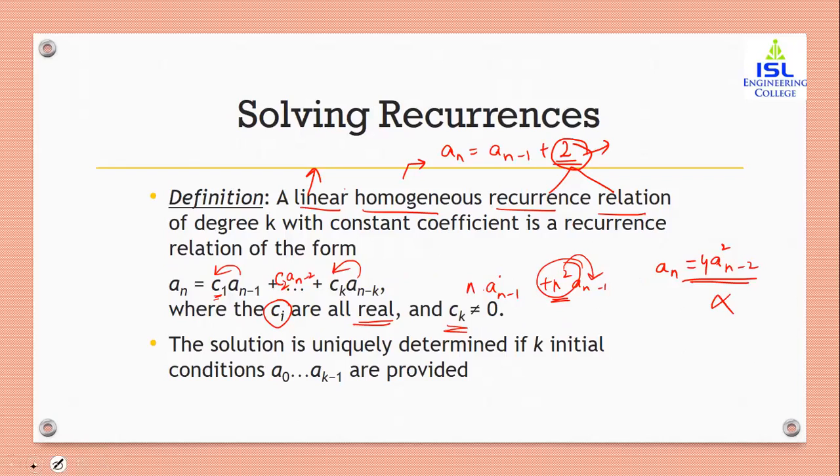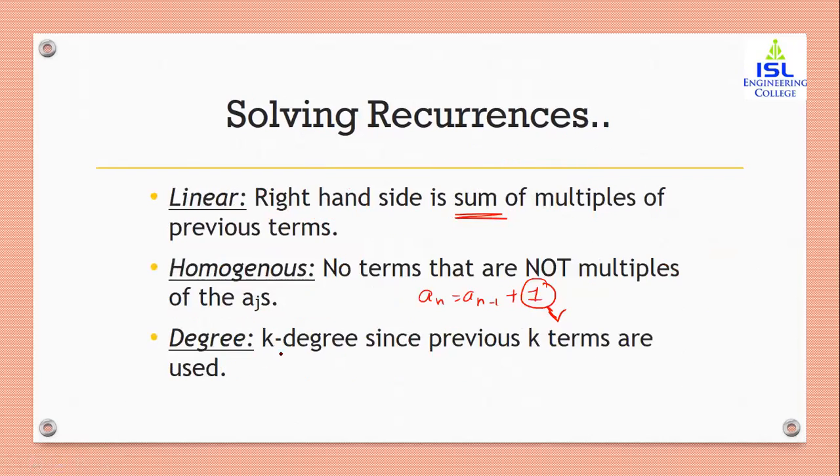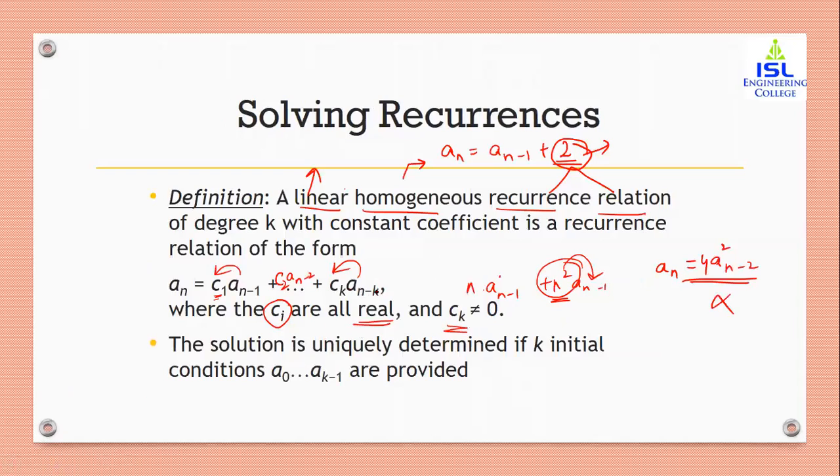Now, apart from that, we have the degree. The degree is k because an is expressed in terms of the previous k terms. So in this problem, the degree is k. Why is it k? Because we are using k previous terms to express our an. Okay. So for this specific problem, the degree is k. If we change our example, the degree will also change.